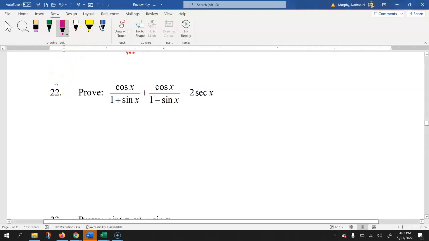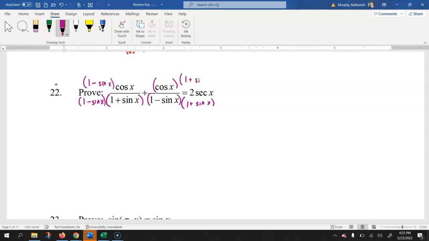So for this one, it looks like the easiest way to do this is just to multiply each fraction by what we have in the denominator of the other fraction, so we can get a common denominator. So I'm going to multiply by 1 minus sine of x on the top and bottom in the numerator and denominator. And over here, we're going to multiply this fraction by what's in the other denominator, 1 plus sine of x. It's important to use parentheses, so that way you know what to do next.